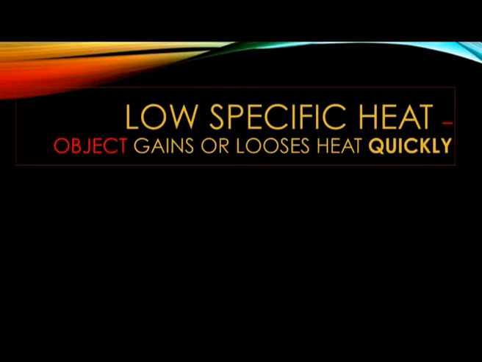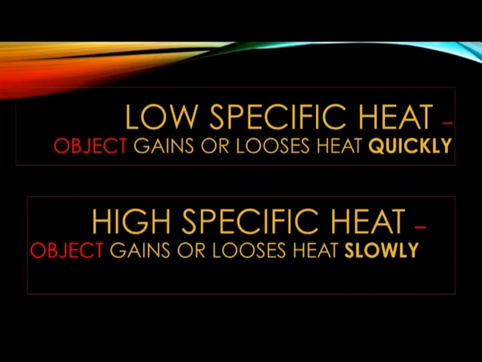Okay, now we shall discuss high specific heat. The objects having high specific heat gain or lose heat very slowly. That means they heat up and cool down at a slower rate and they require more heat to raise their temperature. They can absorb a great amount of heat. First of all, you have to note down the points. Low specific heat means object gains or loses heat quickly. High specific heat means object gains or loses heat very slowly. Now, let us see the applications of specific heat.